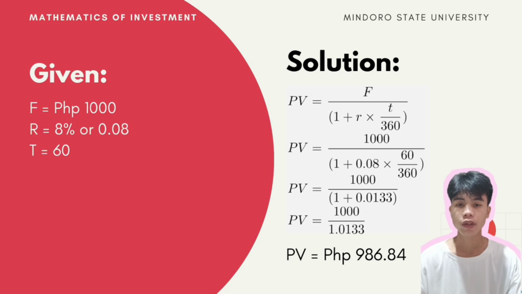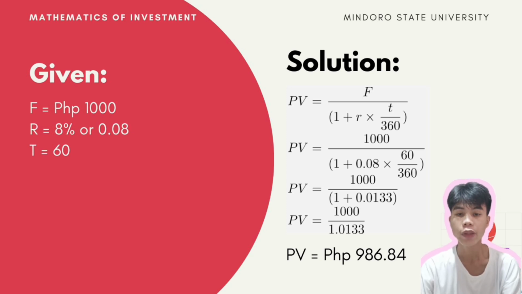Then the equation will be PV is equal to 1,000 over the quantity of 1 plus 8 hundredths times 60 over 360. Then the equation will be PV is equal to 1,000 over the quantity of 1 plus 133 10,000s. Then it will become 1,000 over 1 and 133 10,000s. Then the answer will be 986.84 pesos.